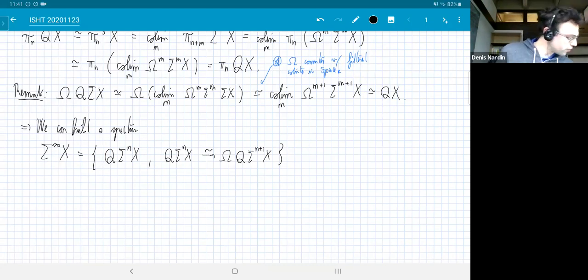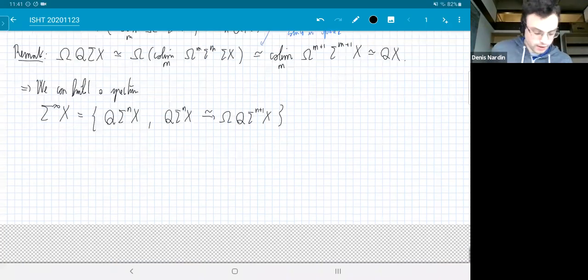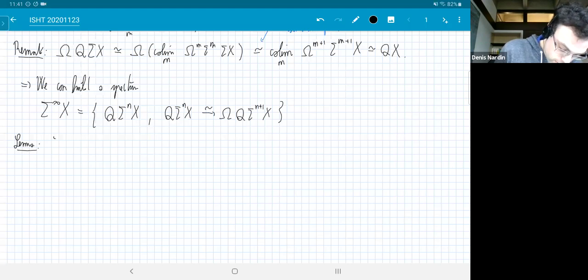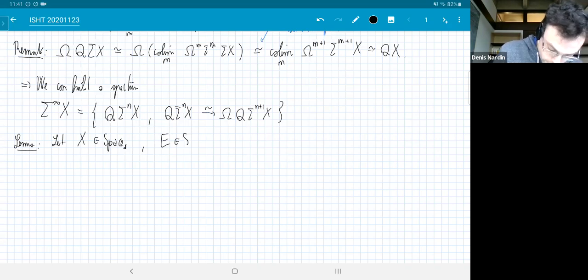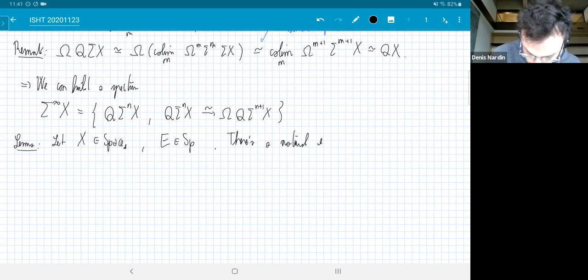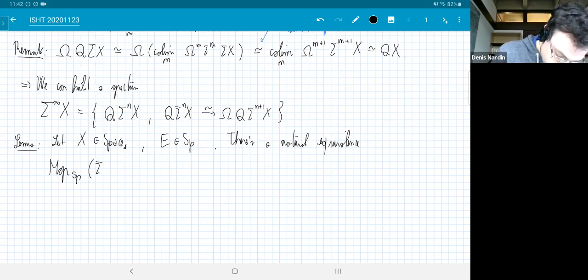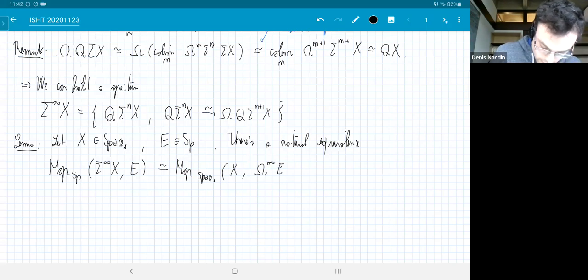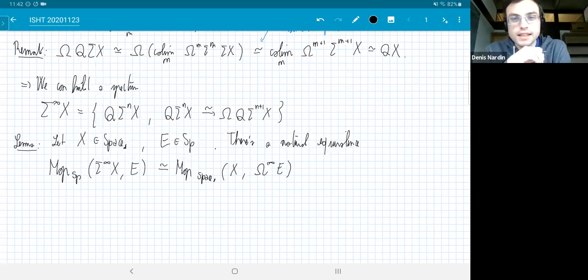Do I have the time to do the... Yeah, I think I have the time to do the following lemma. Let X be a pointed space and E a spectrum. Then there's a natural equivalence between maps in spectra from sigma infinity x to E and maps in pointed spaces from x to omega infinity of E. Now, giving a map from sigma infinity x to a spectrum E is the same thing as giving a map from X to the underlying space, or the zero space, of E.